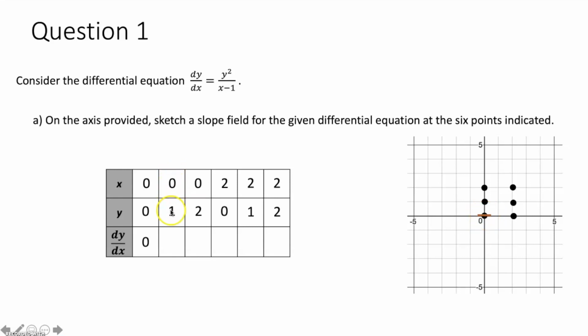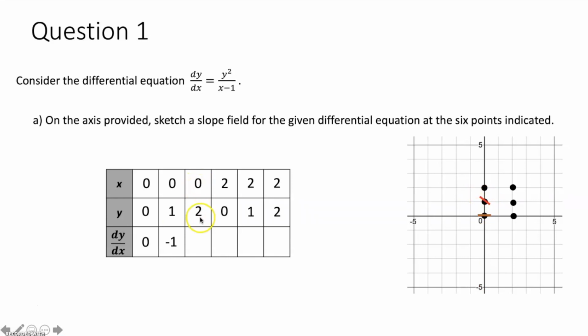Next, I'm going to plug in the point 0, 1. So 0, 1 would be this point right here. If I plug 0 in for x, 1 for y, and simplify, I end up getting negative 1. Meaning the slope of the line tangent to my solution curve at this point, 0, 1, is negative 1. So I'm going to make a little dash going through this point that has a slope of negative 1.